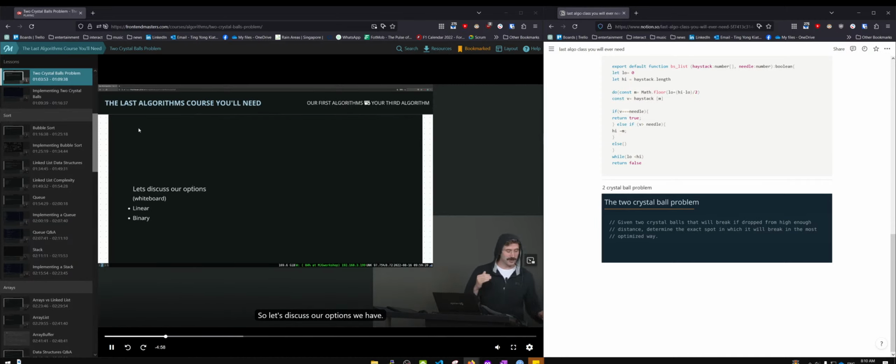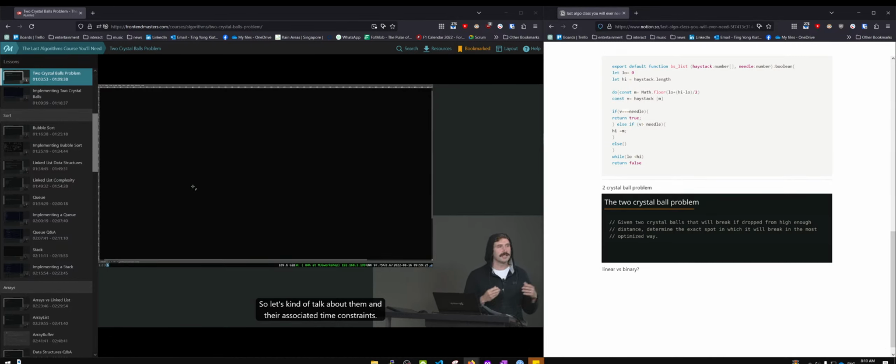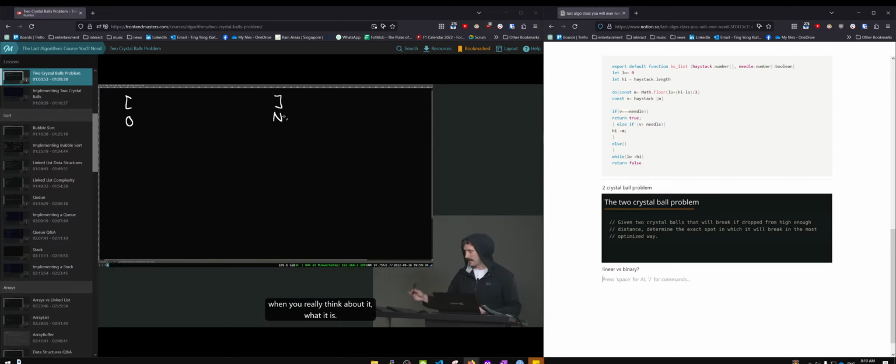So let's discuss our options. We right now know of both linear and binary searching. So let's talk about them and their associated time constraints. If we generalize this problem, really, when you think about it, it's an array full of falses that at some point becomes true, and from there on out it's true. We're trying to find this point. It doesn't have to be the middle. There's just a point in which no matter how much higher you go, your crystal ball breaks every single time, and there's a point before where it doesn't break.